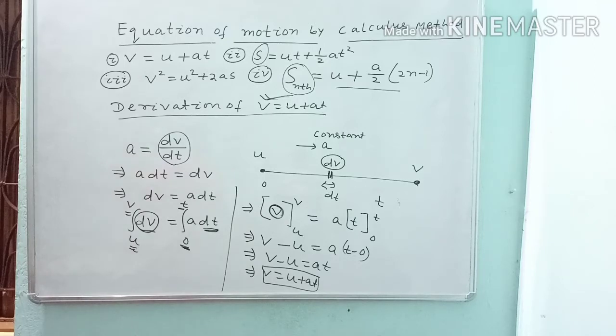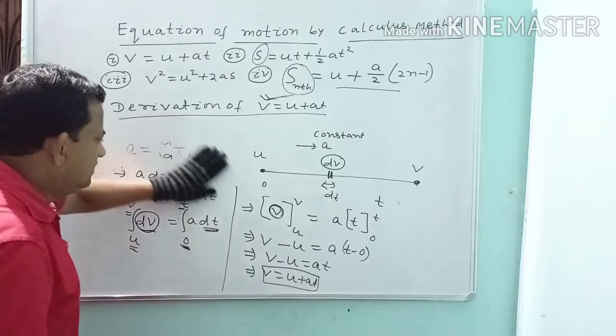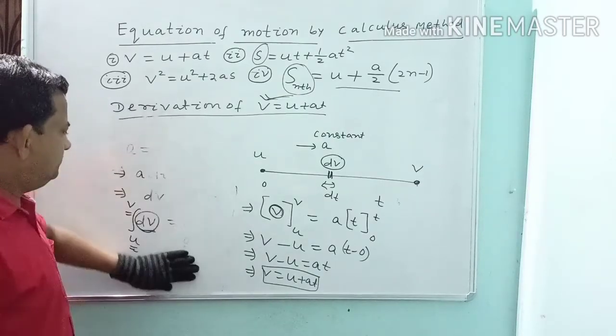It means if an object starts its motion from initial velocity u, in time t its final velocity becomes v with a constant acceleration a. Next equation.